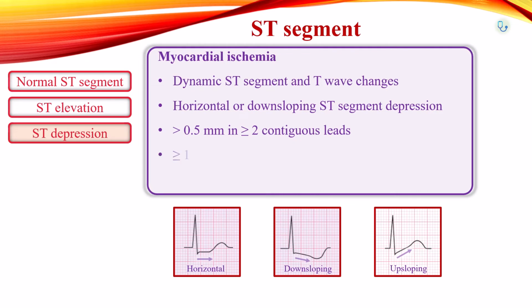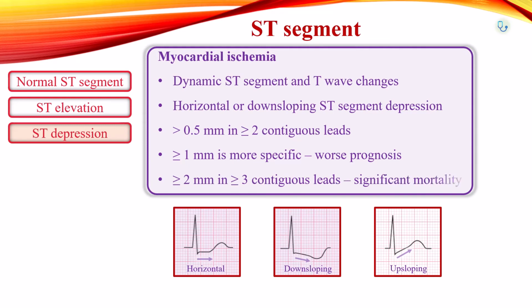ST depression more than 1 mm is more specific, and associated with a worse prognosis. ST depression more than 2 mm in 3 or more leads is associated with significant mortality. Upsloping of ST depression is nonspecific for myocardial ischemia.